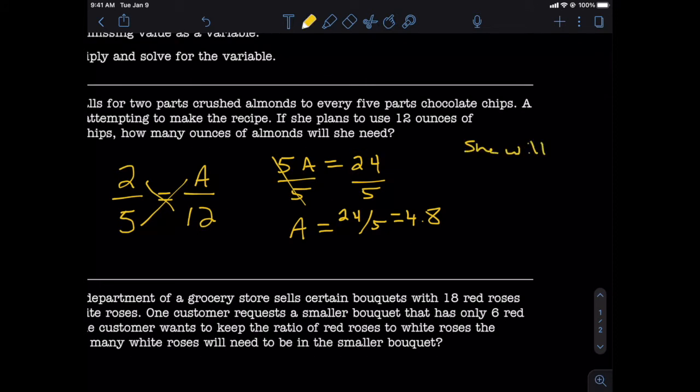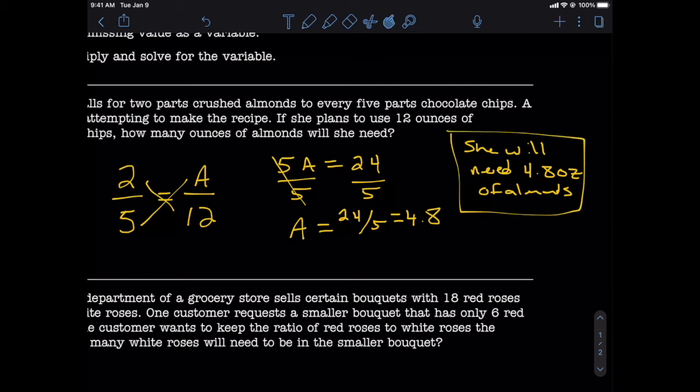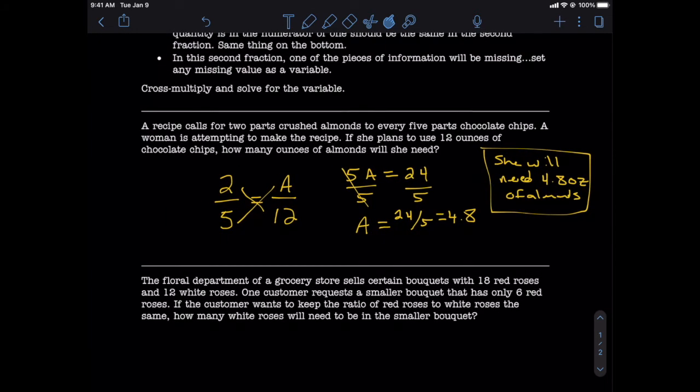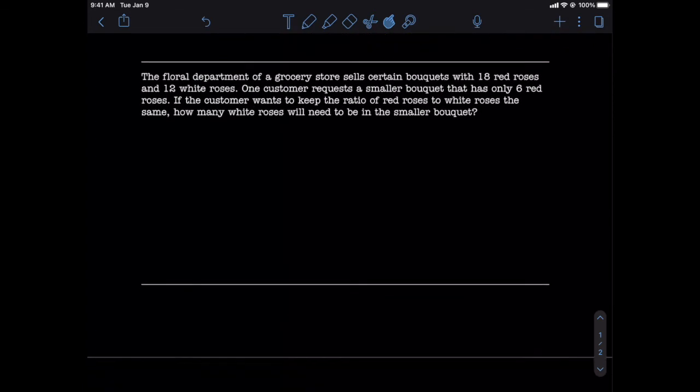It shows people you know what you're talking about. This lady, she's going to need 4.8 ounces of, what kind of food are we talking about here, folks? Well, technically crushed almonds, but almonds is good enough here. There you go. Set up a fraction for the given ratio, set up a corresponding fraction, cross multiply, and solve.